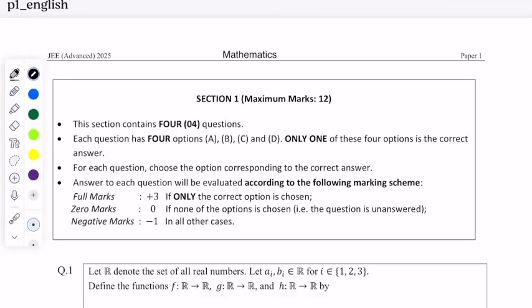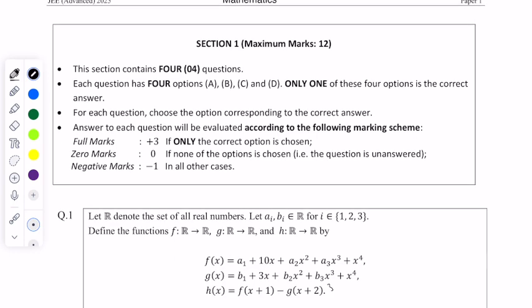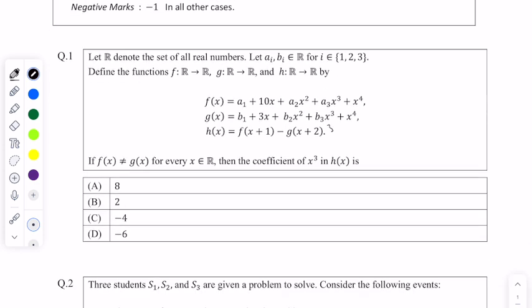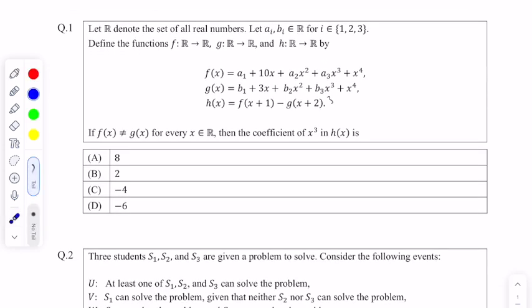So students, we can see on the screen paper 1 from the official website. So let's start with the questions. Let's look at the first question. In the first question, it is mentioned that the a_i and b_i all belong to the integers 1, 2, 3. And it's also given that f is from R to R, g is from R to R, h is from R to R.